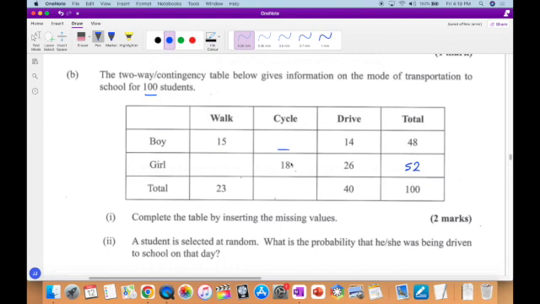And 48 minus 29 gives me 19. And over here, I'll have to add the 18 and the 26 to give me 44. And 52 minus 44 is 8. And of course, over here, I will have to add the 23, or I could just add the 19 plus the 18 to give me 37. And of course, if I check 37 plus 23 plus 40, I will get 100. So I think that should work out there.